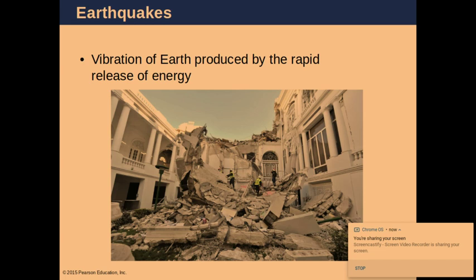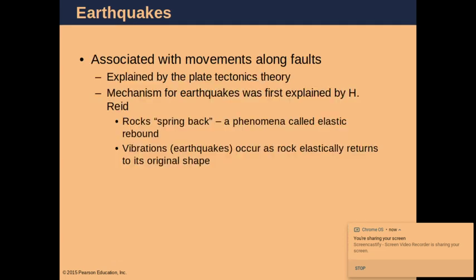So earthquakes are the vibration of Earth produced by the rapid release of energy. They're mostly associated with movement along faults. We explain this by plate tectonic theory. I know you guys know this stuff. This is pretty basic. The mechanism for earthquakes was first explained by H. Reed. That's not something that you necessarily need to write down. But the next part's kind of important.